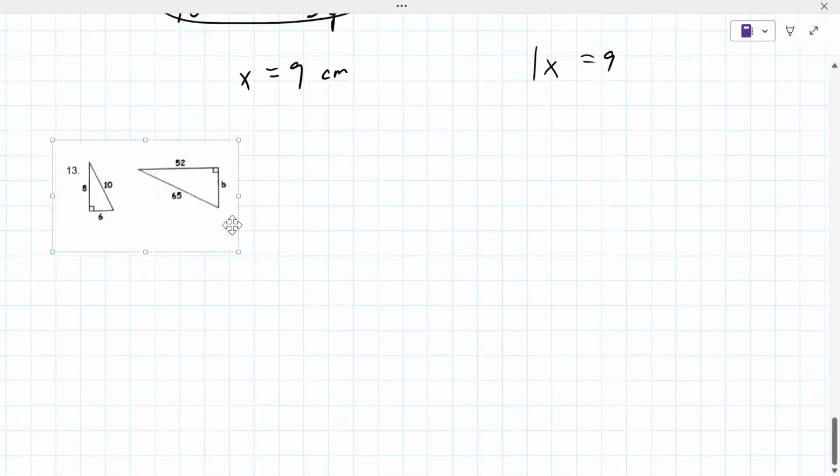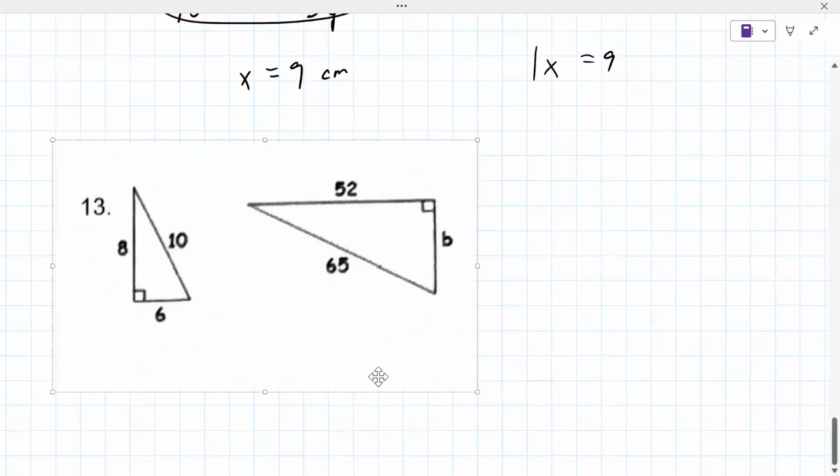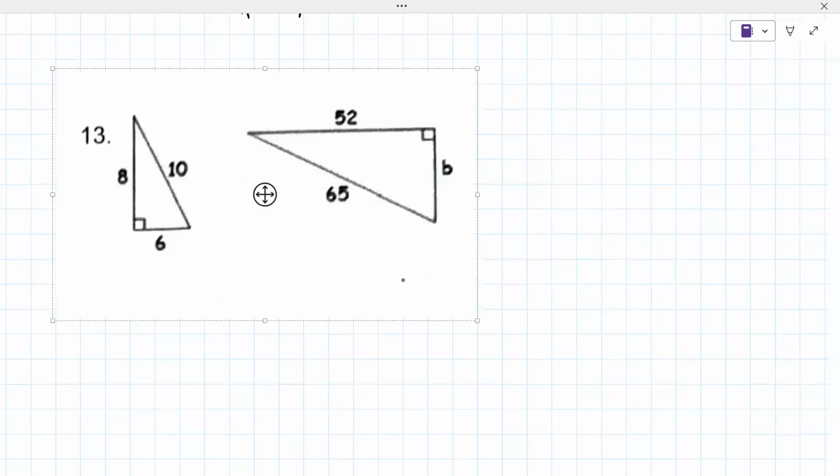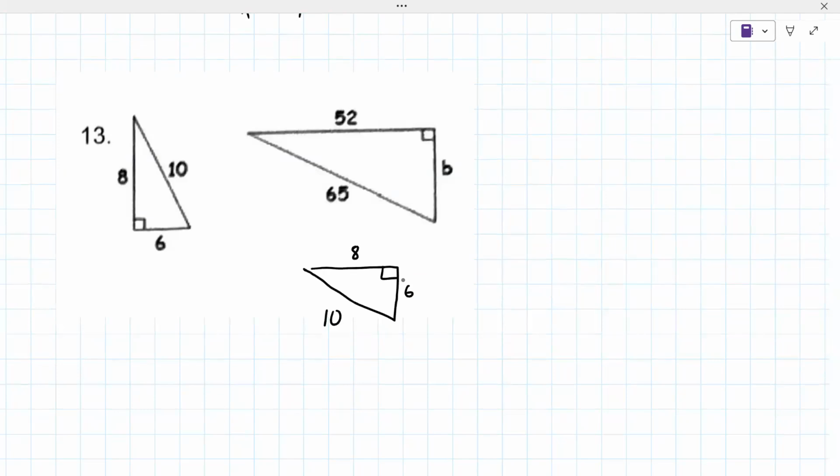Okay. Number 13 is like number 10, the triangles are not oriented properly. So I would recommend redrawing one or the other. I'm going to do that for you here just to help. That way you get the right labels on that. Okay, so go ahead and tell me what goes into the proportion, please.